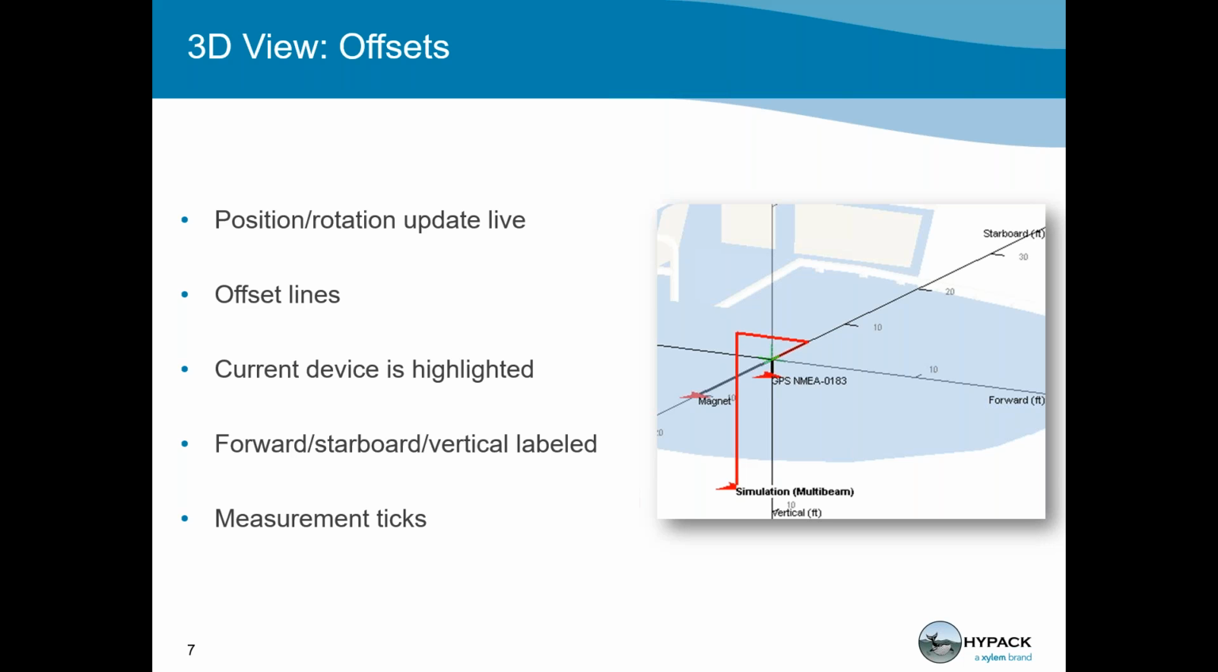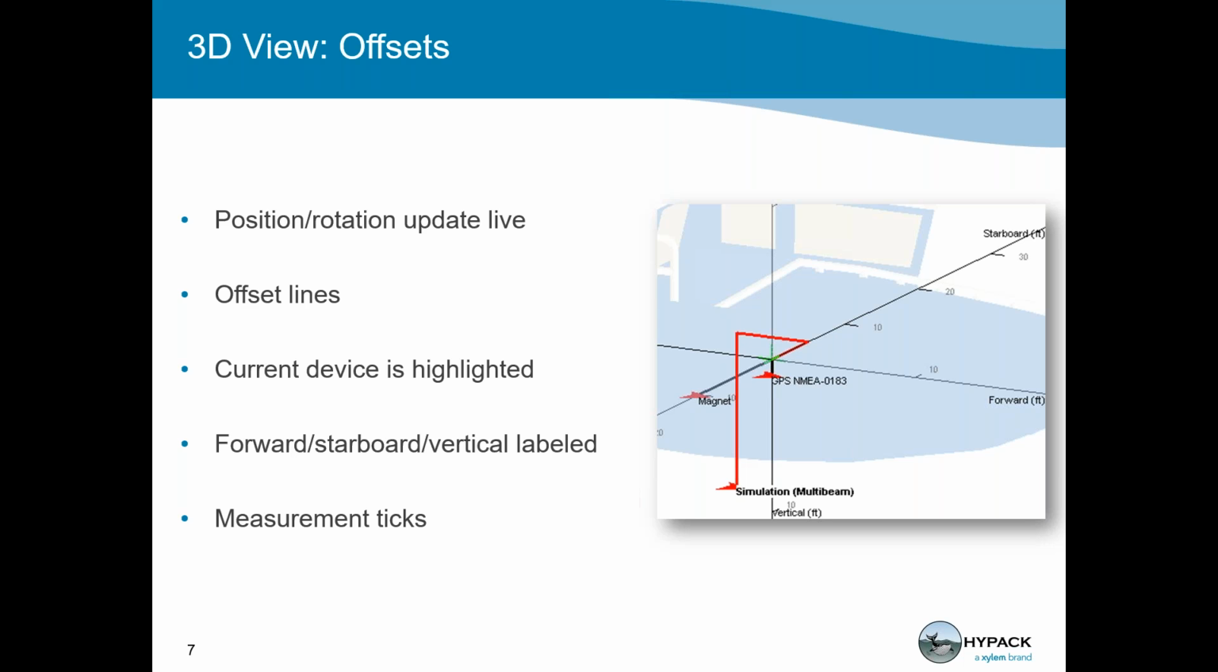We also have these offset lines. So there's these black bars that lead to your device, or they'll be red if it's your current device. The current device will be highlighted. So in this example, the simulation multi-beam at the bottom is your current selected device. So you can see it shows bold, and the offset lines leading to it are highlighted in red.